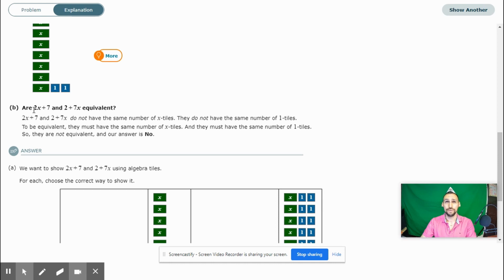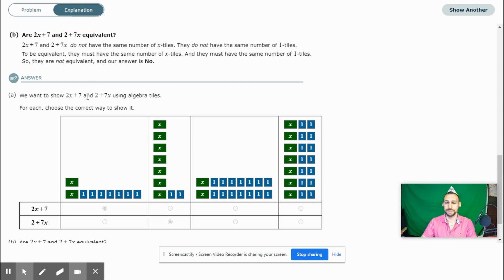Now it asks, are these equivalent? Almost always they will not be equivalent because we don't know the value of x. Now, if x happened to be equal to 1, then 2 plus 7 will be the same as 7 plus 2, but that's the only case. If x is any other number, these two will not be equivalent. So our answer is no, because x is not the same as 1. It's a variable.